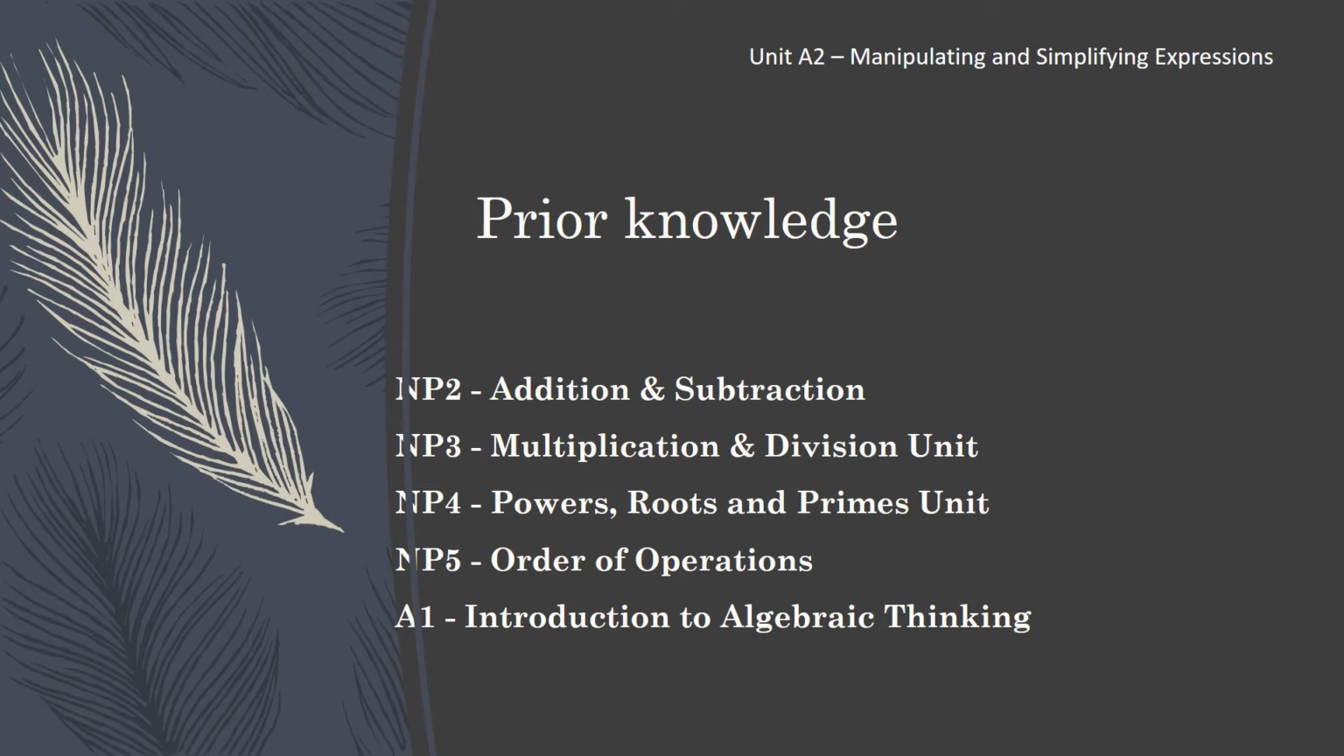Before embarking on the A2 unit, you will find it helpful to have a look at the knowledge organizers from the NP2 to NP5 units on number work that you should have done in the last few months, and also the most recent A1 unit on Introduction to Algebraic Thinking. The idea of addition or multiplication being commutative, order of operations, and multiples and factors are helpful to revisit before we move along.